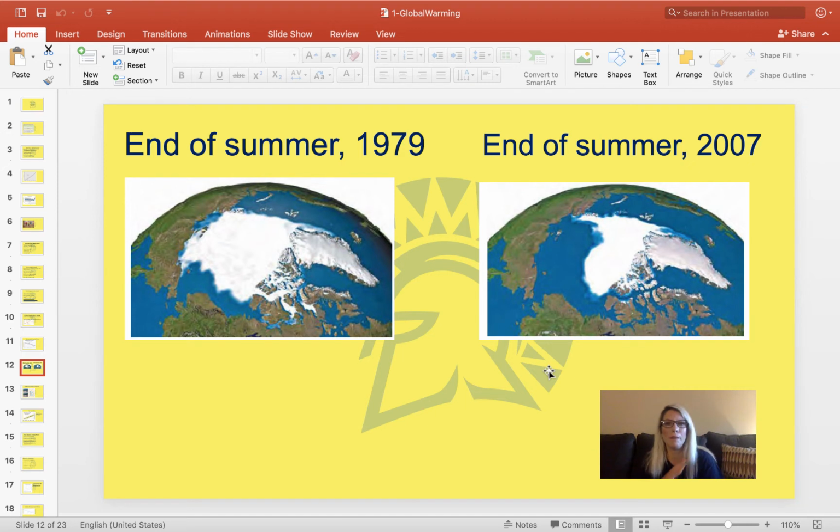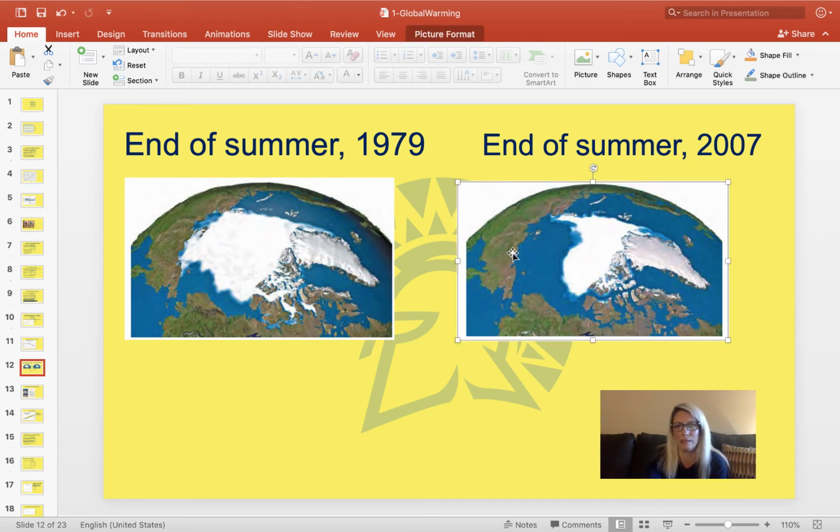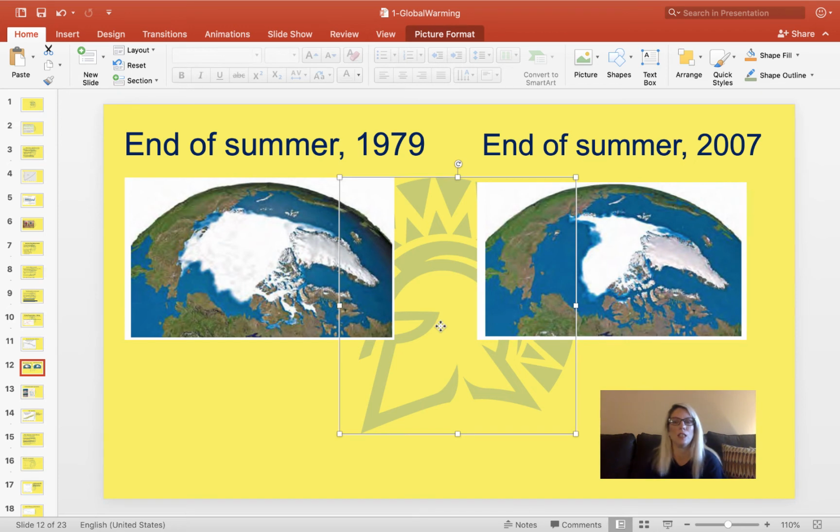Here's a side-by-side shot, the end of summer of 1979 with the end of summer of 2007. You can visually see the difference completely here. The ice is going all the way over here, where now it's not even close to getting over there. So we're definitely seeing a change in the Arctic sea ice.